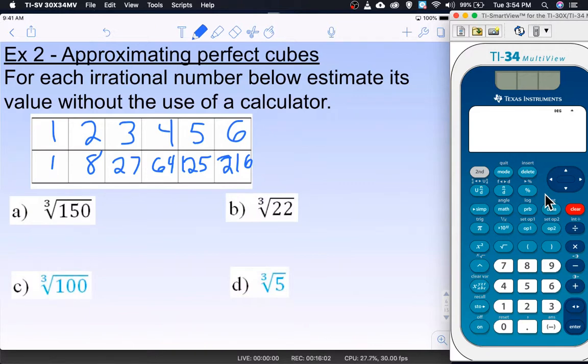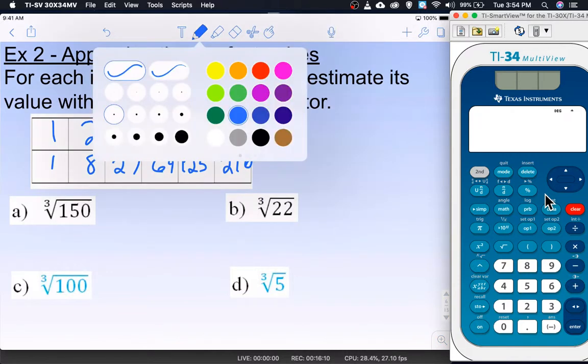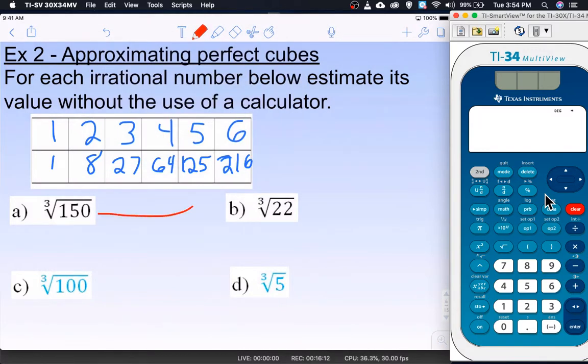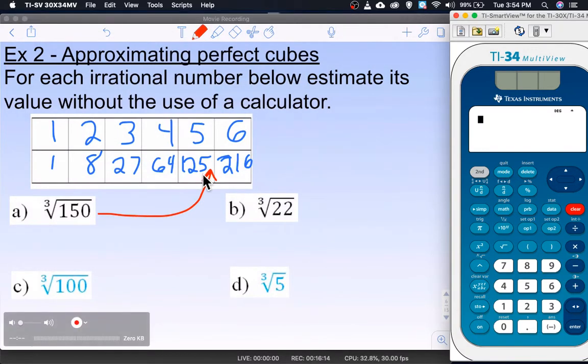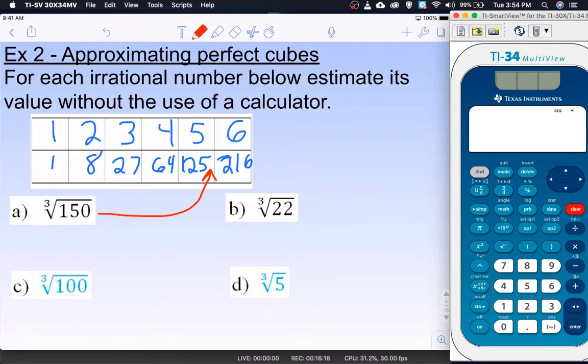And now the process becomes exactly the same as what we were doing before. The cube root of 150. Which perfect cube is that closest to? Well, it fits in right there between the 125 and the 216. Which one is it closer to? It's closer to the 125. So I would say that that is about 5. That's as close as I can get.